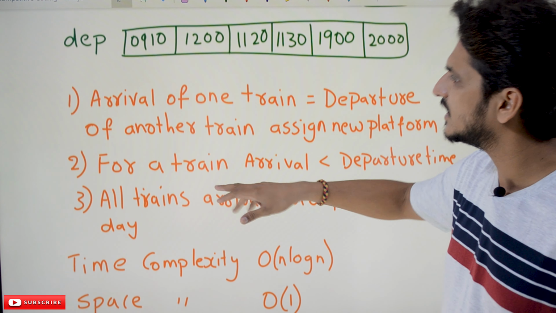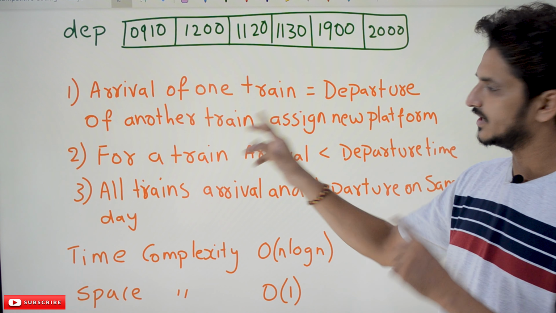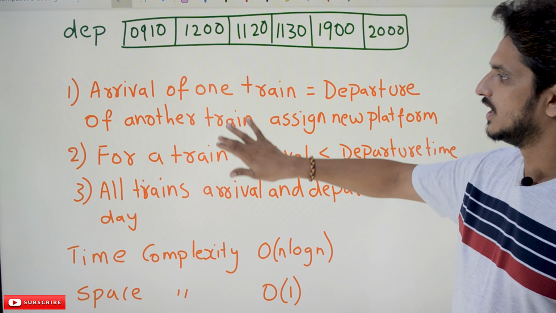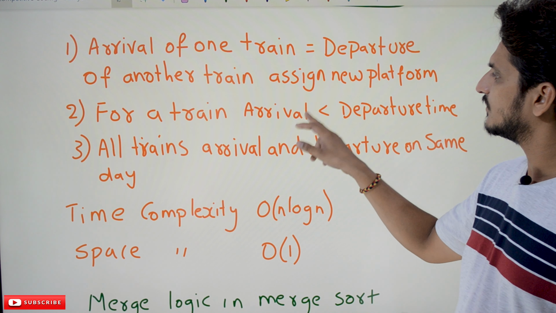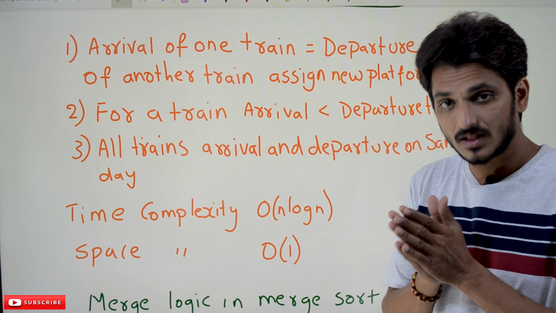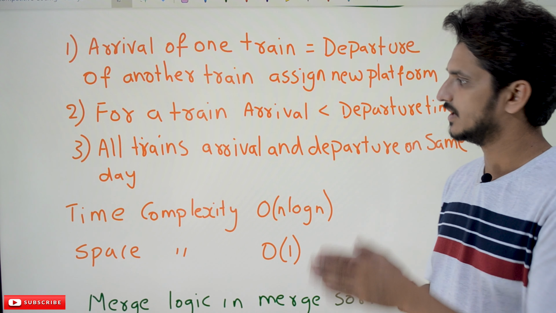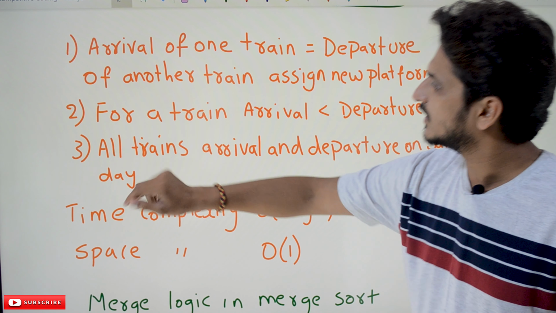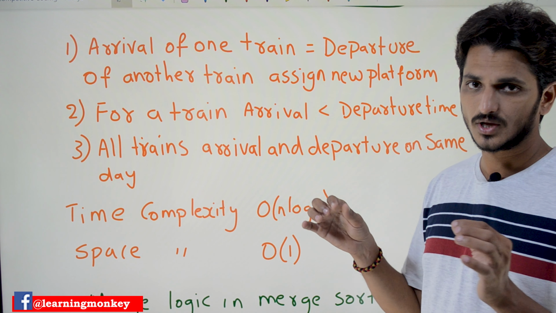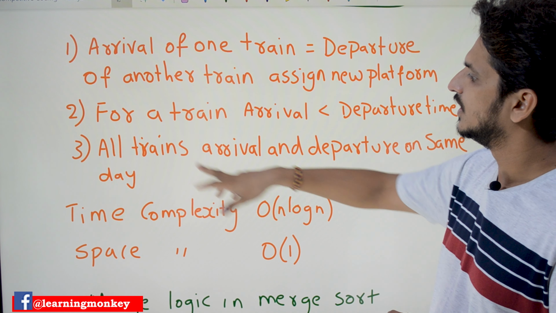And the condition is, if the arrival of one train time is equal to the departure of another train time, we need to assign a new platform. This is one condition. And the second condition, for a train, the arrival time is less than the departure time. If you take any train, the arrival time is always less than the departure time. And the third one, all trains arrive and depart on the same day. They are going to give you the 1 day schedule.